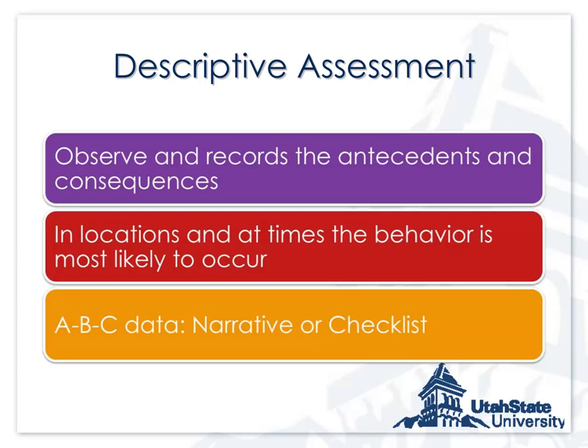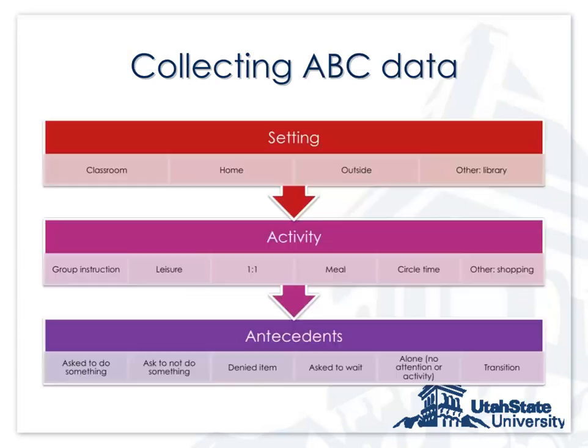This assessment is referred to as the ABC data collection assessment, and two types have been developed, the narrative or the checklist. When recording ABC data, in terms of the antecedent, it's important to record the setting of the problem behavior, so for example, the classroom or the library, maybe the type of activity that is occurring, for example, group instruction or possibly shopping, and the immediate antecedent to the problem behavior, which is whether the person has just been asked to do something, is alone, or is required to transition from one activity to the next.